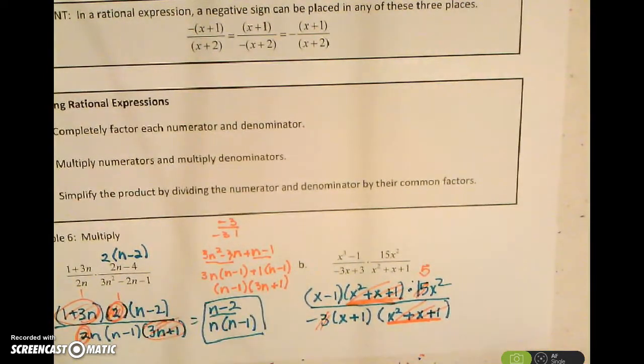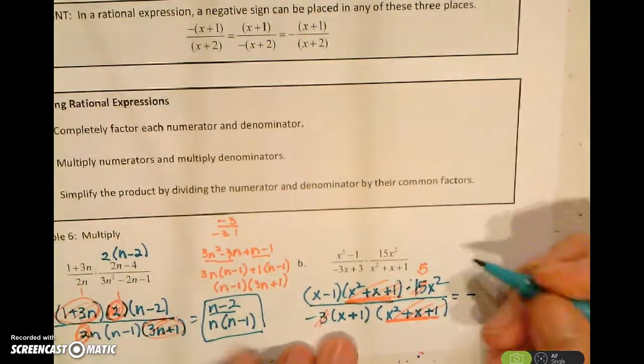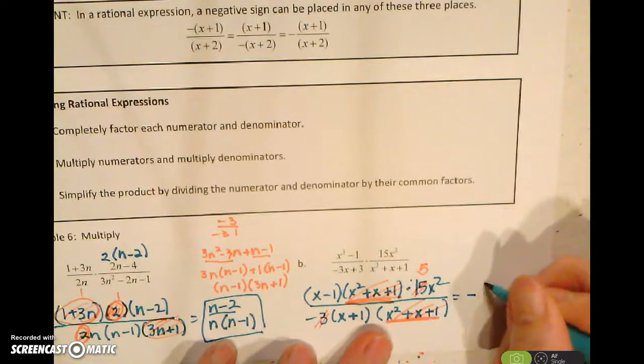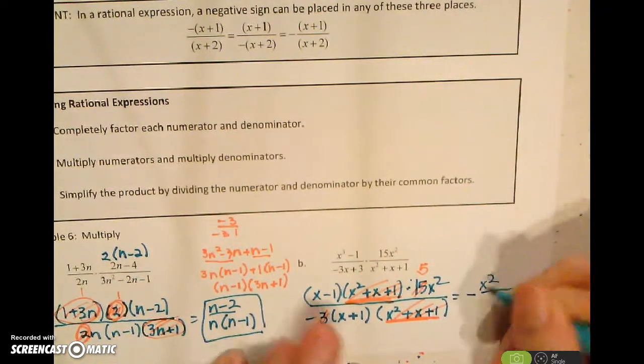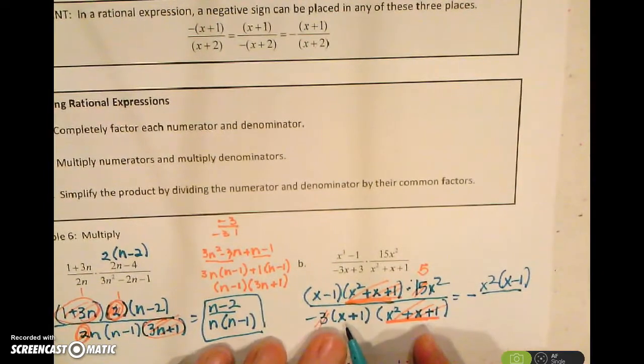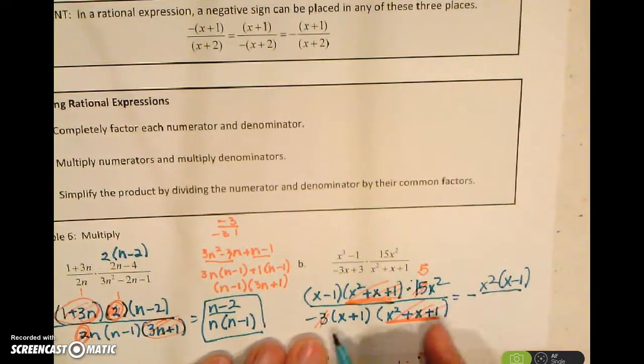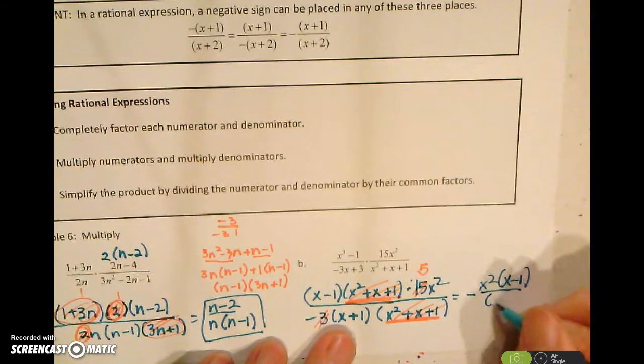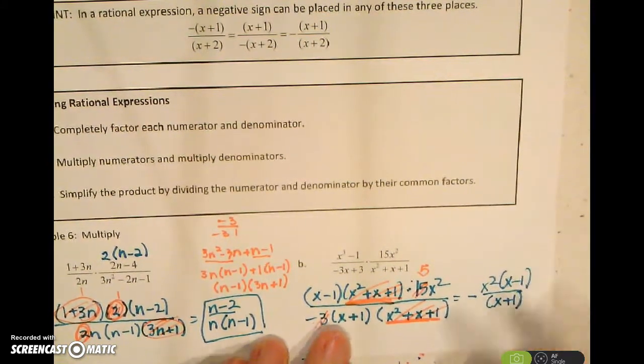So it looks like what I've got, I'm going to put the negative in the middle. I have this x squared. I have the x minus 1. And in the denominator, see, 3's canceled. I have the x plus 1. And that's the answer.